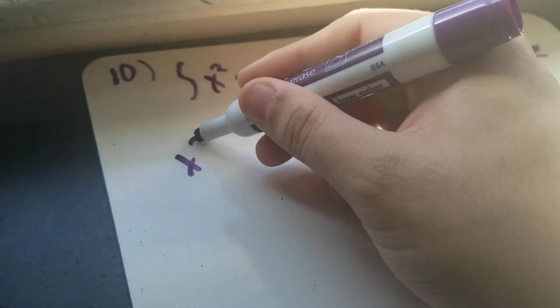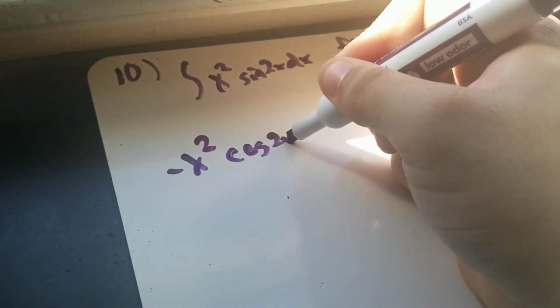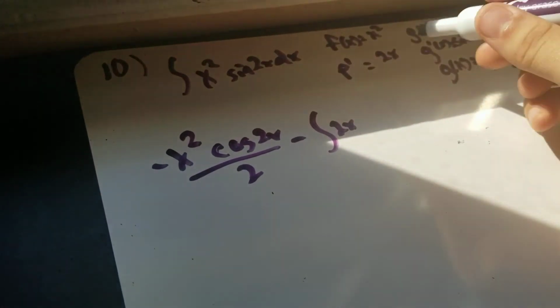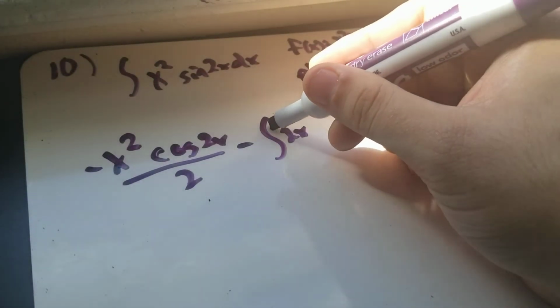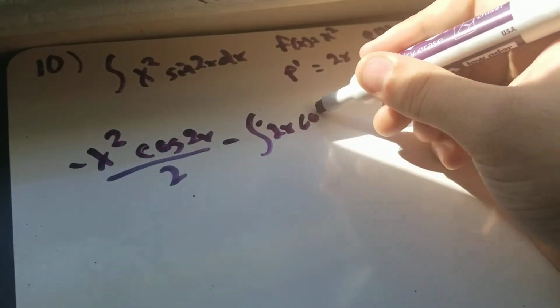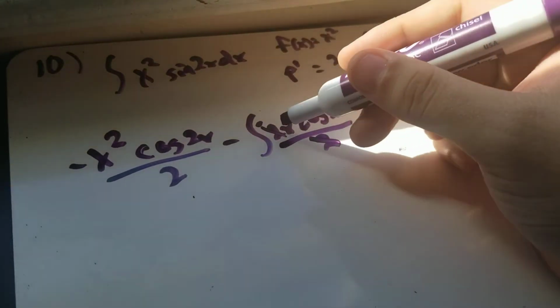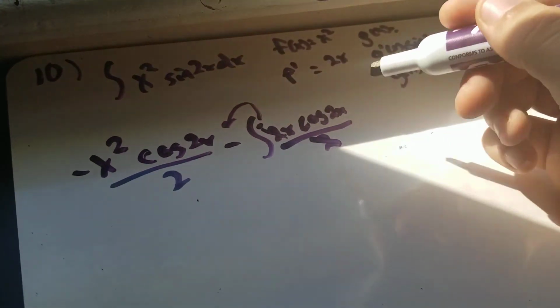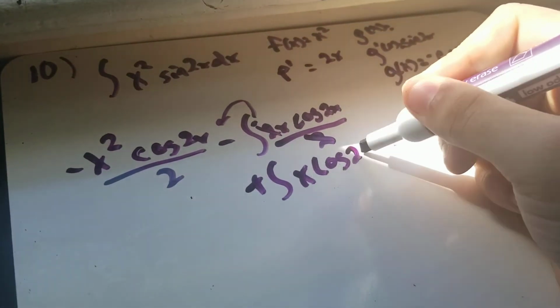Okay, so let's start working. F of x is x squared, g of x is negative cosine 2x over 2, minus the integral of f prime, which is 2x, times g of x, which is negative cosine 2x over 2. Very conveniently, we can cross out the 2's. We can pull out the negative, so now we have plus the integral of x cosine 2x.